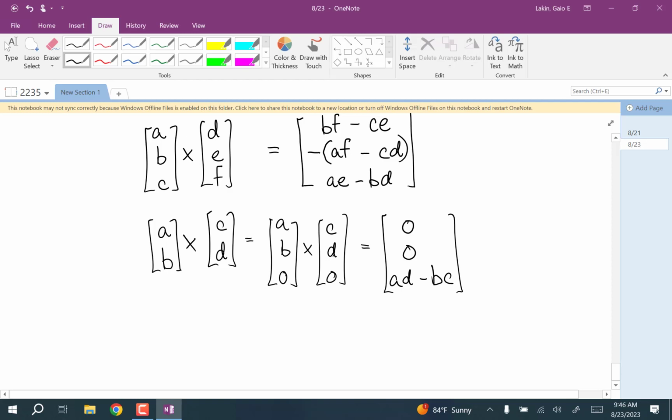Okay, this is something we're going to use a lot because we're going to do a lot of calculations in the xy plane. So notice that this only has a non-zero z component.